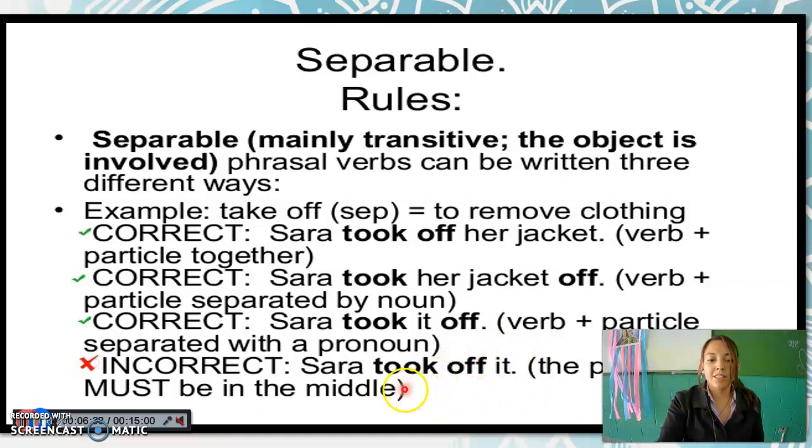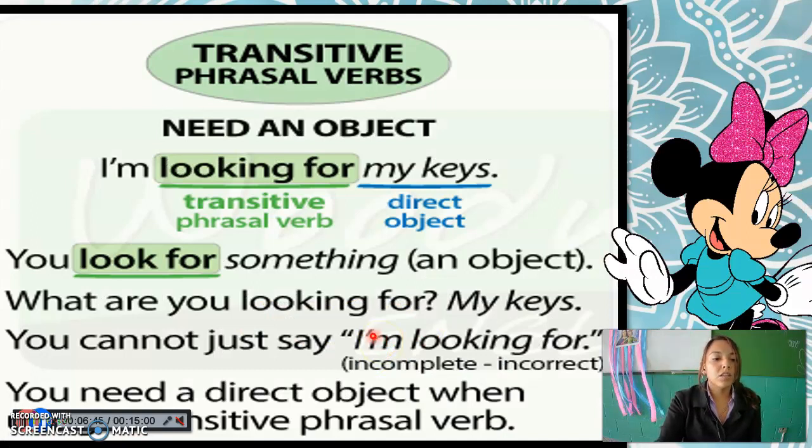So the correct form in this case will be: Sarah took it off. That is the first one. Okay, so in this part we have some transitive phrasal verbs, and the transitive phrasal verbs need an object.